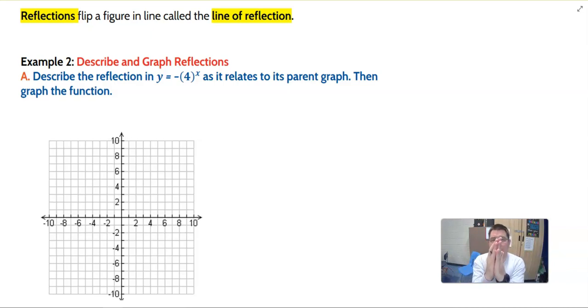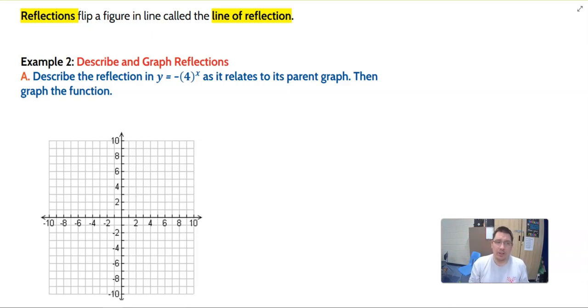And we can also reflect things across in the vertical sense. And so if I have a line of reflection on the y-axis, anything to the left will reflect to the right. And anything on the right would reflect over here to the left. And so we will see what those points do in this graph. And so let's look at example 2a.